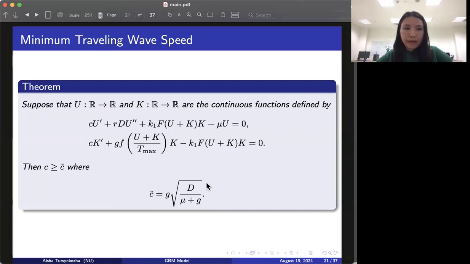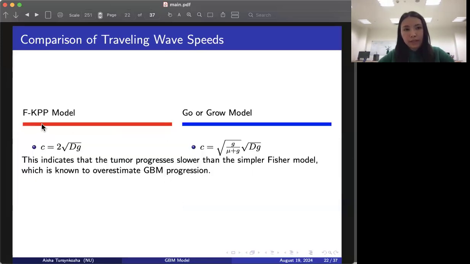And after finding this minimum traveling wave speed, we compare it to the Fisher-Kolmogorov model speed. So here we see the two speeds. As you can see, here we have 2, and here our model speed shows that this term is less than 1, since g is between 0 and 1. And as you can see, this FKPP model is overestimating the GBM progression.